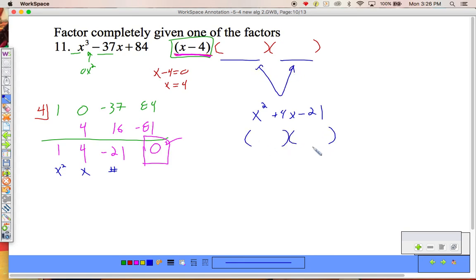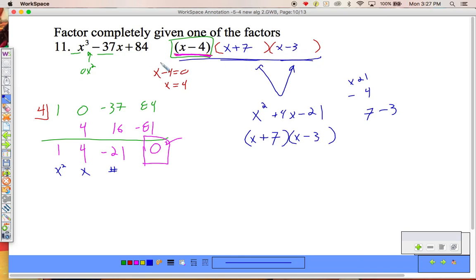Hopefully a quick and easy one. Last term's negative, so plus minus. Multiplies to give me 21, subtracts to give me 4. Is 7 and 3. And I'm going to use 7 minus 3, because that gives me a positive 4. And those are my other two factors.